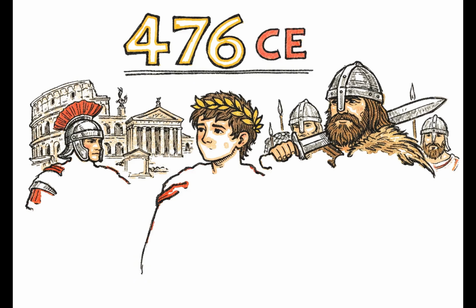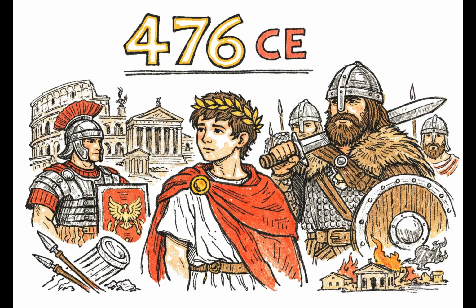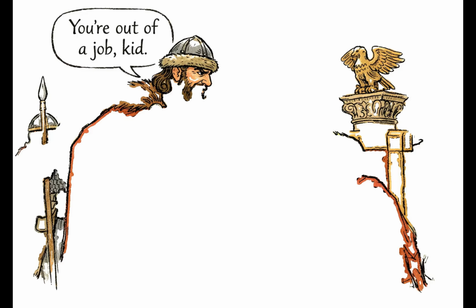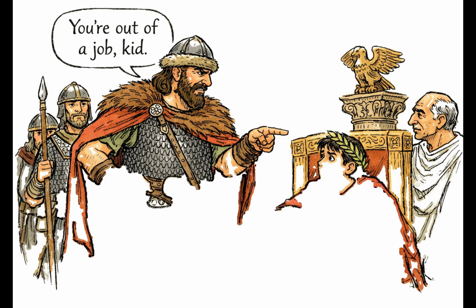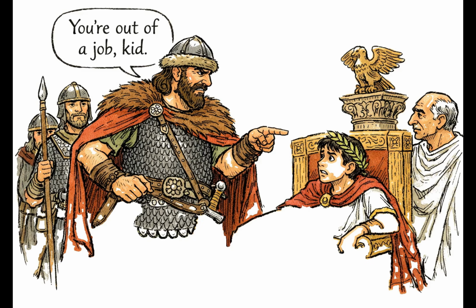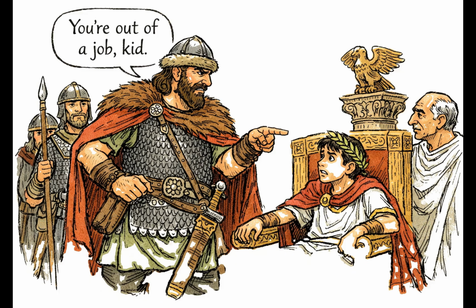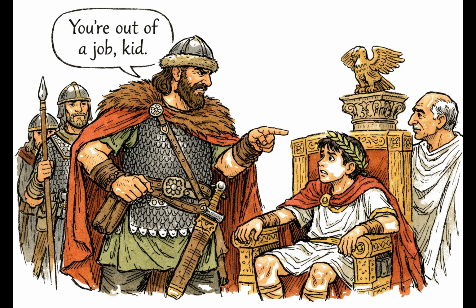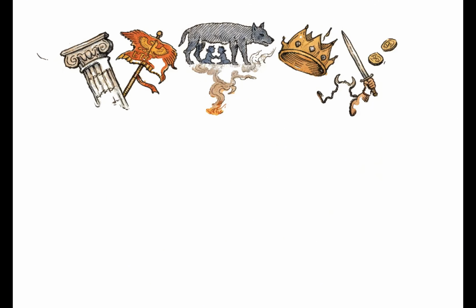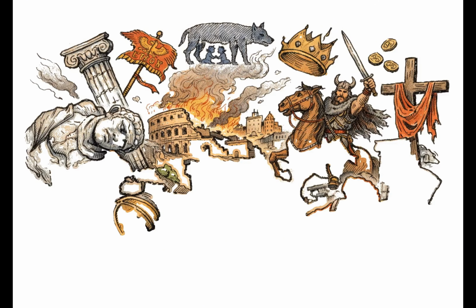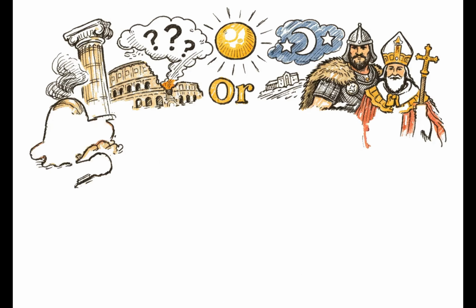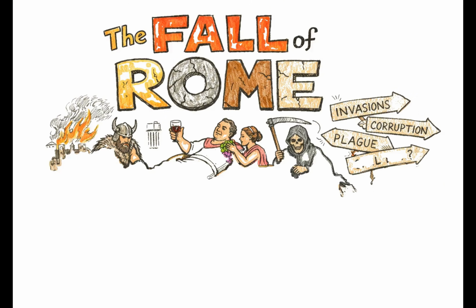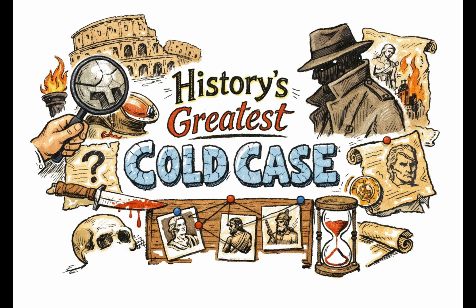The year is 476 CE. A Germanic chieftain named Odoacer walks into the imperial palace in Ravenna and tells the last Western Roman emperor, a teenager ironically named Romulus Augustulus, that he's out of a job. And just like that, an empire that had dominated the known world for half a millennium was gone. Or was it? The fall of Rome isn't a single event. It's history's greatest cold case.